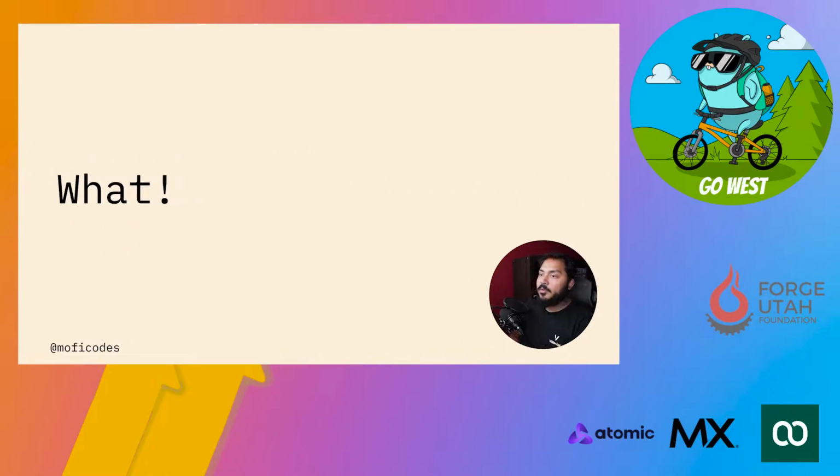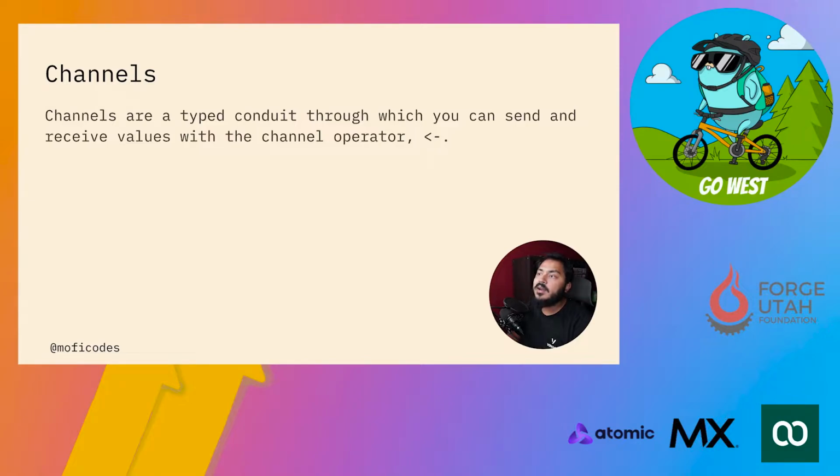So let's talk about what channels are. If you have been around and writing some Go code in the past, you probably have come across channels, and you have probably used channels as well if you wrote any concurrent application in Go. Channels are a typed conduit through which you can send and receive values with the channel operator. Typed conduit is just a synonym for channels, and it is a way to send and receive information. And when you're writing Go code and using channels, you have probably seen this arrow operator with the less than sign and the dash.